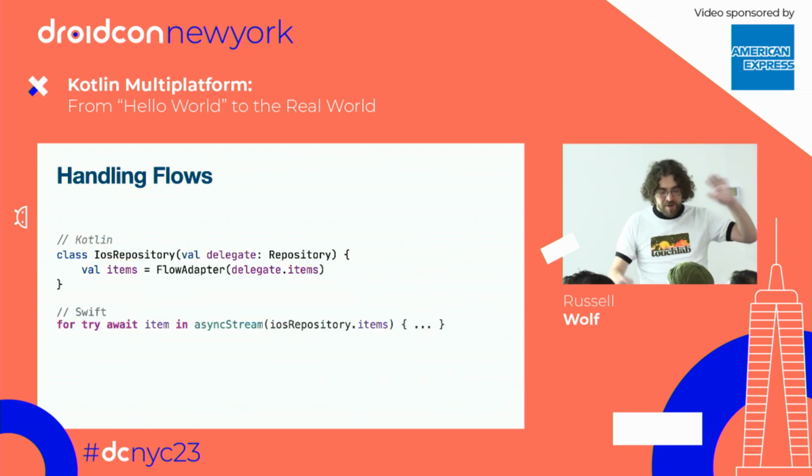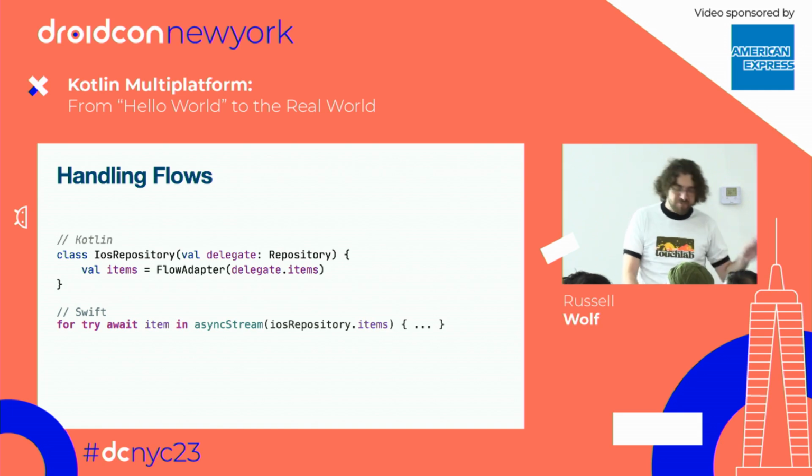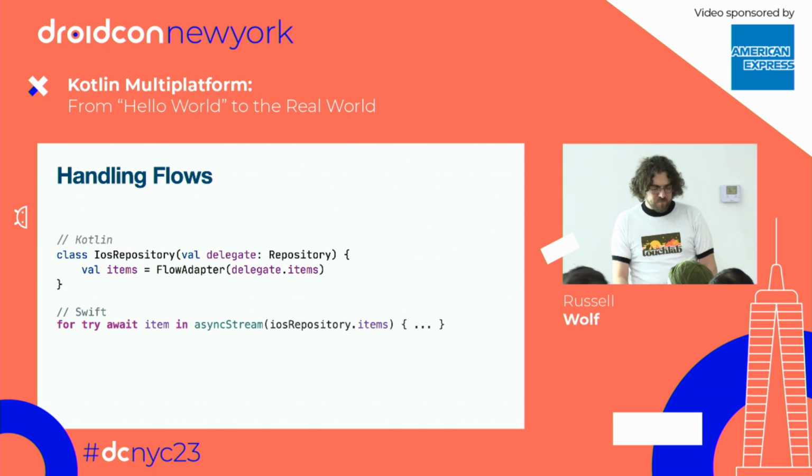And then you write some more wrappers so that your repository exposes a flow adapter on iOS instead of a flow. And then finally, you can somewhat idiomatically in Swift await on things. So you can do this for await pattern. That's how Swift interacts through its async streams. But those adapters are a pain to maintain.